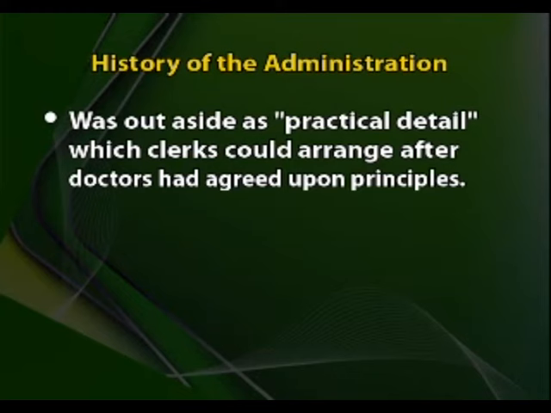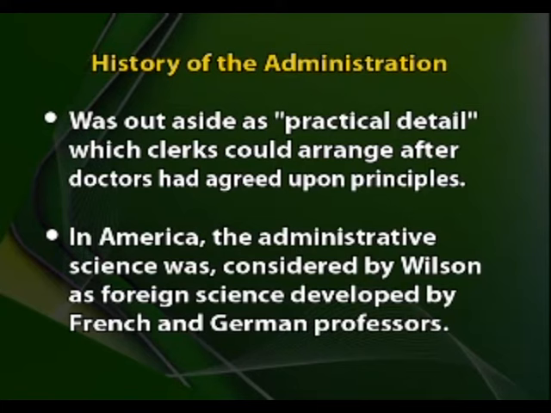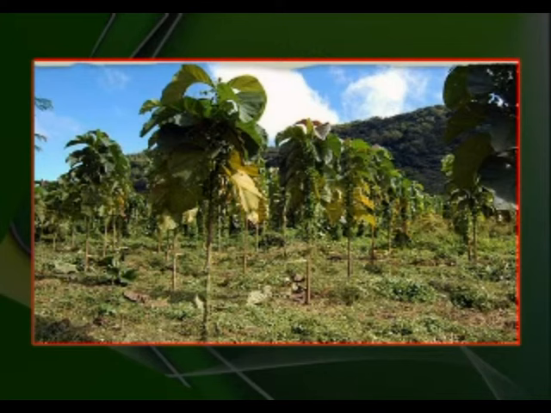In America, the administrative science was considered by Wilson as foreign science developed by the French and German professors. So, in this background, Woodrow Wilson argues that we have to develop a science of administration according to our needs, our country's environment and other things. So, this is one of the important aspects. He says, administration is different from country to country. Each country's administrative science depends upon its nature of state, its demand of the people, based on its constitutional things.